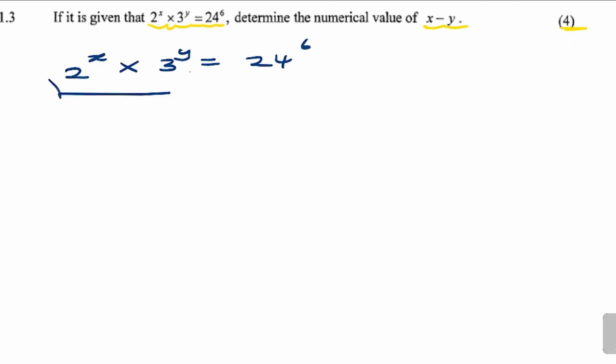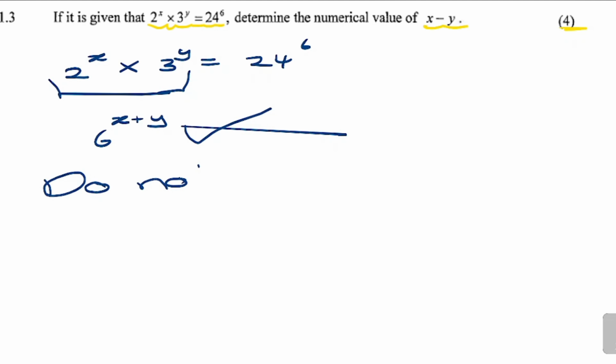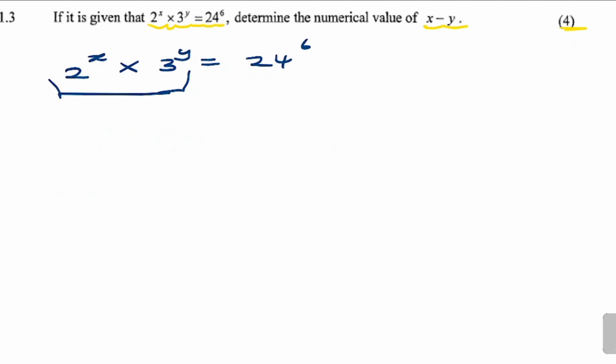Over here we have 2 to the power of x times 3 to the power of y is equal to 24 to the power of 6. What you must not do, grade 12s, is this: we know that when we're multiplying common bases, we add the exponents, right? Do not look at something like this with different bases and multiply the bases and add the exponents. Do not do this. Why? Because the bases are not the same, so you do not add the exponents and you do not multiply the bases. Okay, so that means that we can't do much with the left hand side.